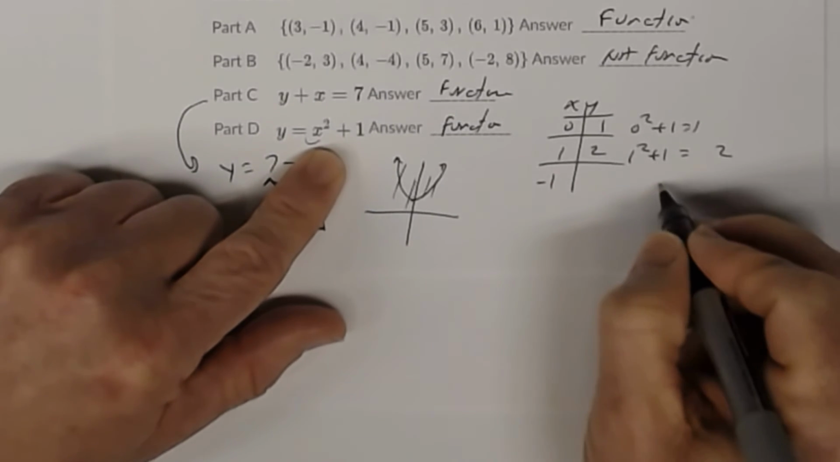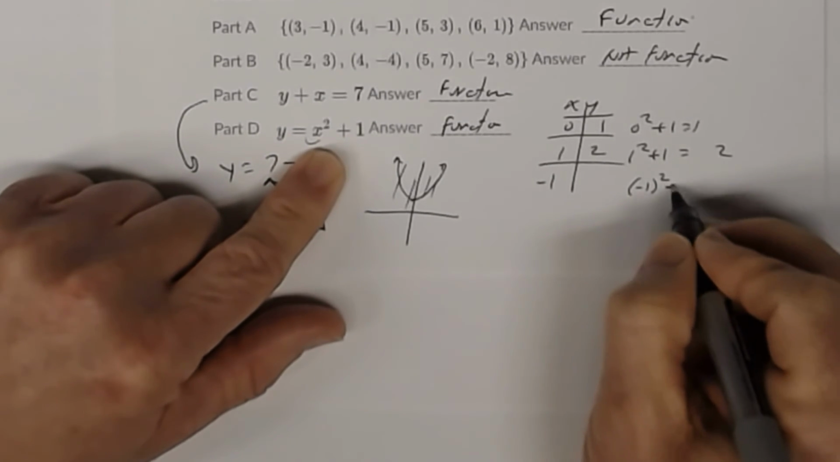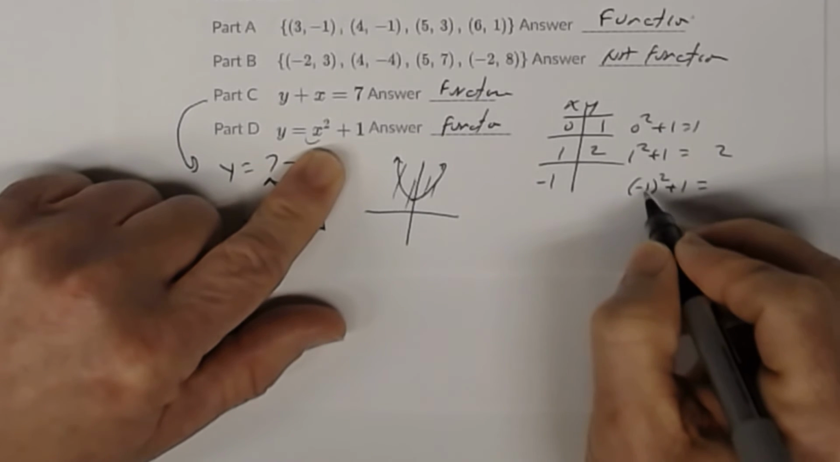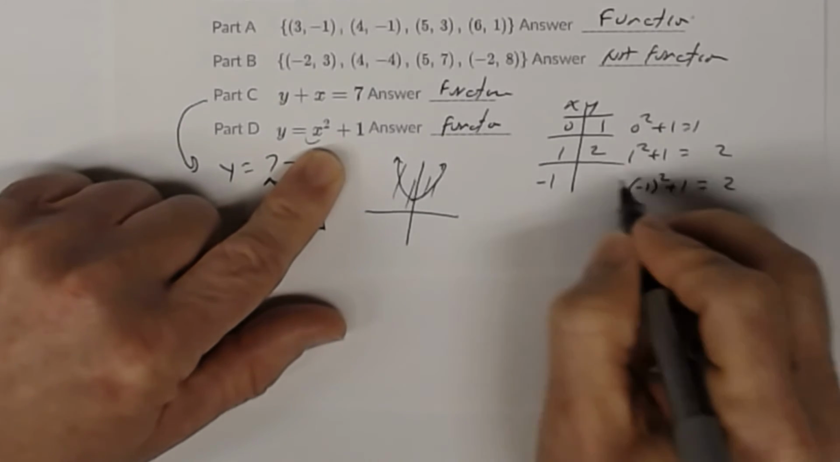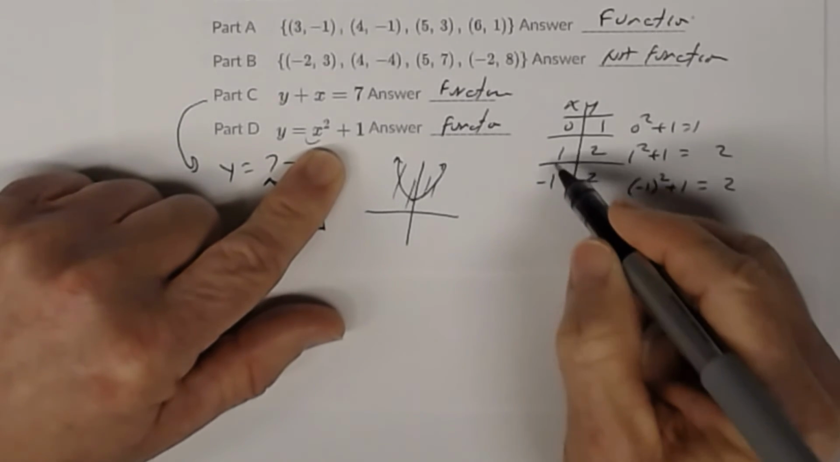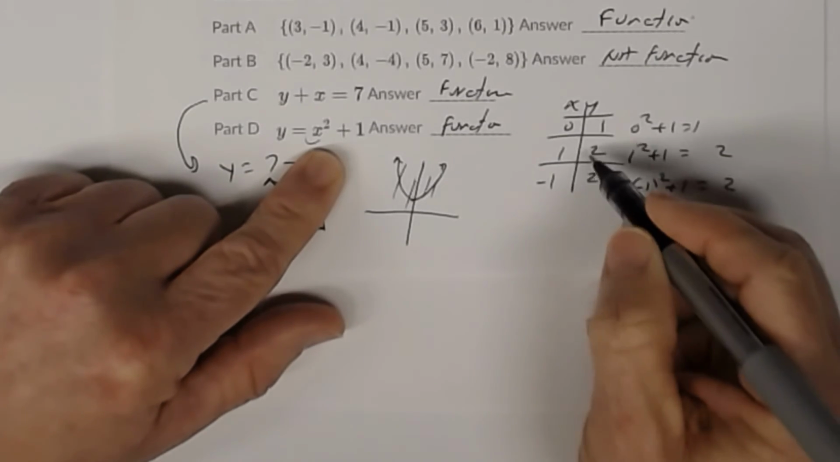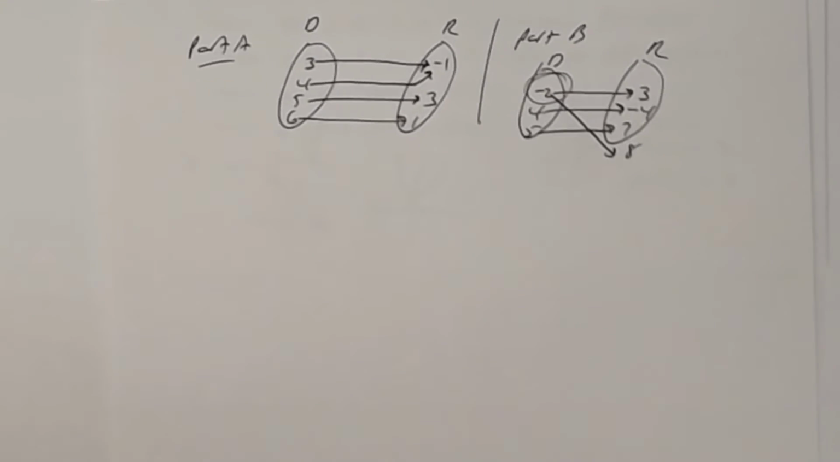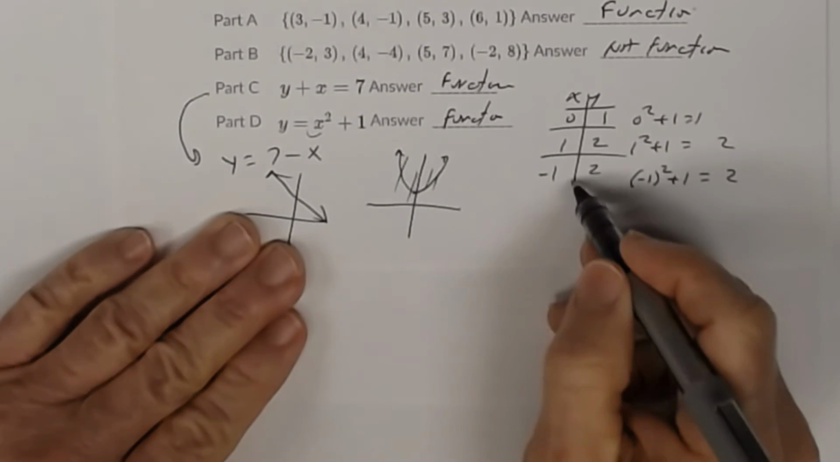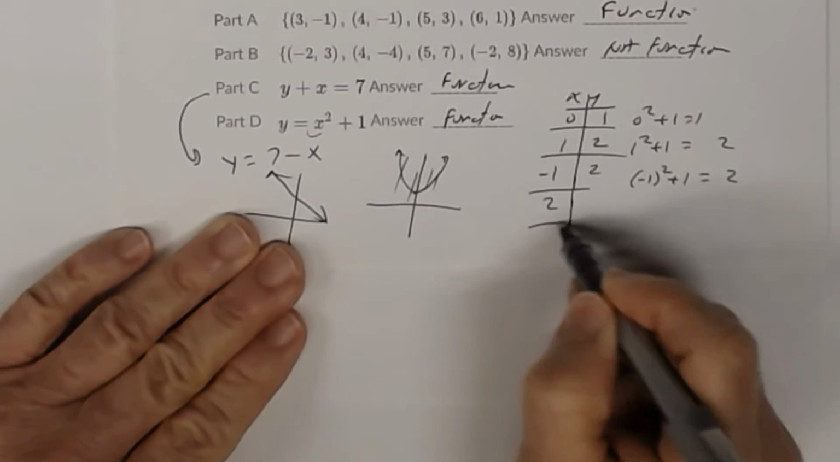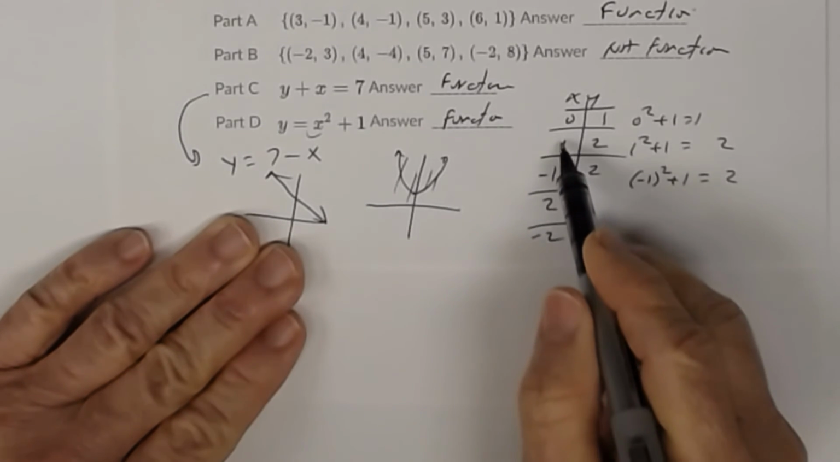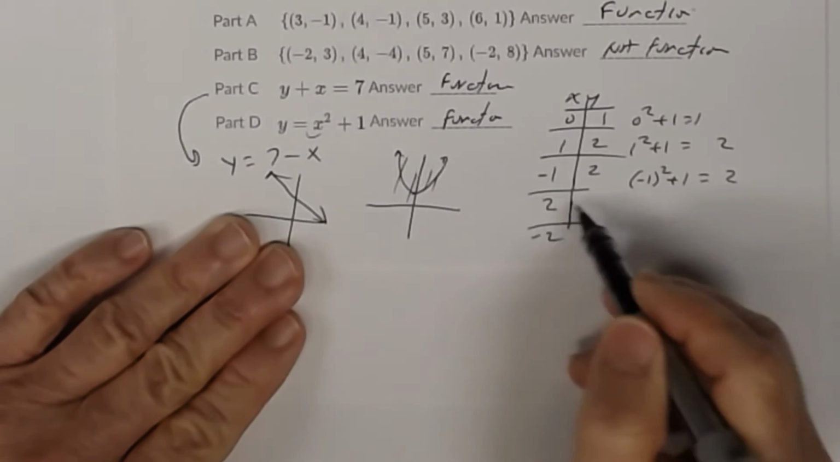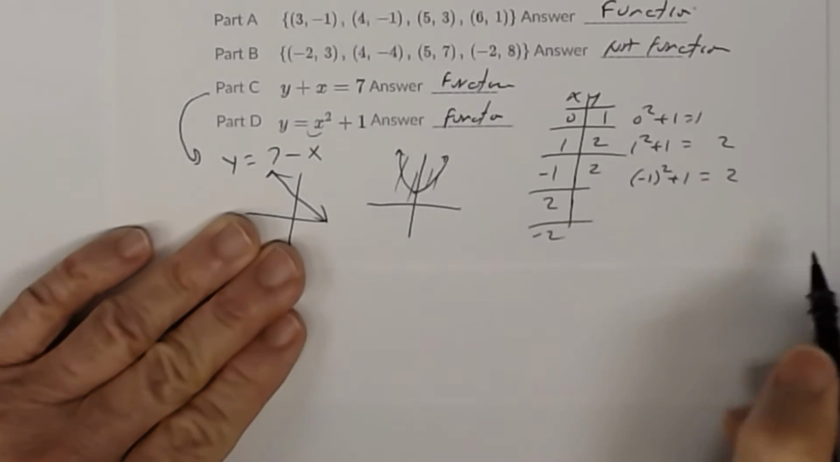When x is -1, I got (-1) squared plus 1, right? So (-1) squared is 1. 1 plus 1 is 2. So again, it doesn't matter that two different x coordinates have the same y coordinate. That goes back to this one here. It's still a function. And regardless of how many times you do this, for each of these x coordinates, there's going to be one y coordinate. So that's a function. All right, so that's number 10.